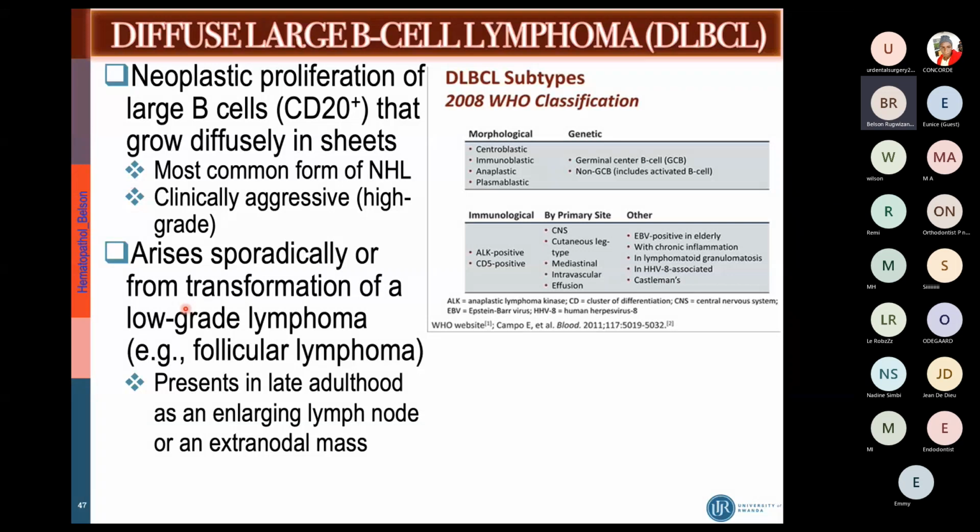So diffuse large B-cell lymphoma is actually the most common form of non-Hodgkin lymphoma. It is very aggressive. It is high grade. So we have many serotypes.